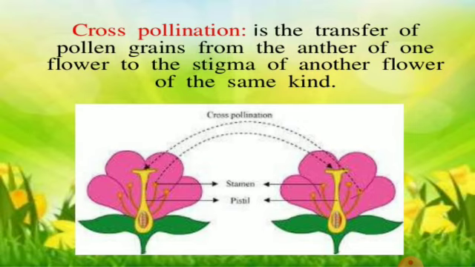Cross-pollination. This kind of pollination involves two different plants of the same kind. The transfer of pollen grains from the anther of one flower to the stigma of another flower of the same kind is called cross-pollination.